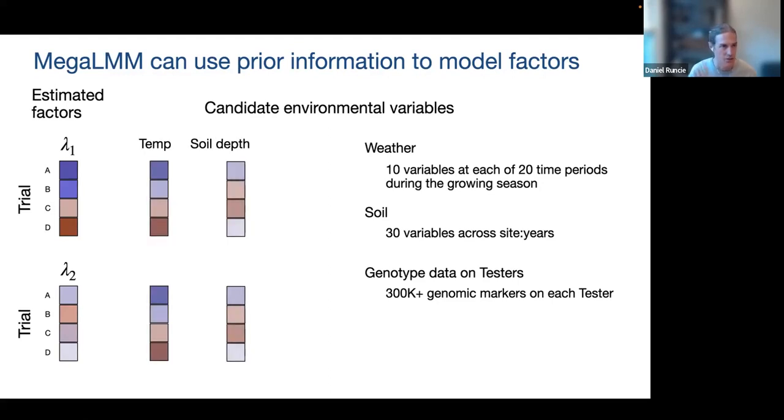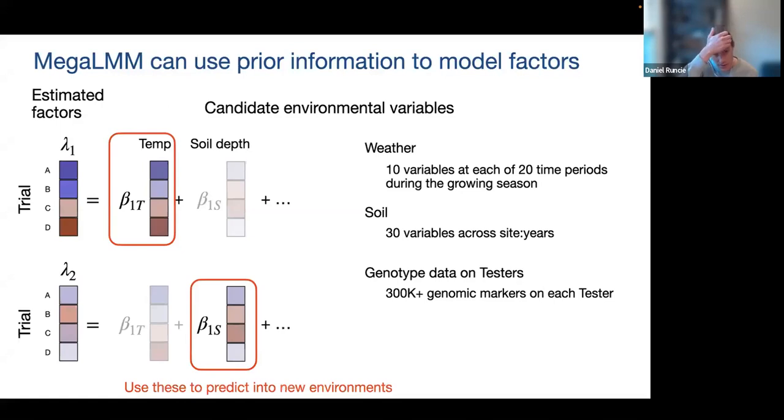Say we have actual temperatures and some sort of a soil measure for each site. So what we can do is take our estimated factors on the left and regress those onto our candidates. We do this internally in the model. We put these candidate environmental variables as priors for the factors, and then use those to learn these weights. It may learn, for example, that the first factor, lambda 1 there, is primarily driven by temperature, and the second factor is primarily driven by soil depth. But once we've learned these weights on these candidate environmental variables, we can then use them to predict into new environments.